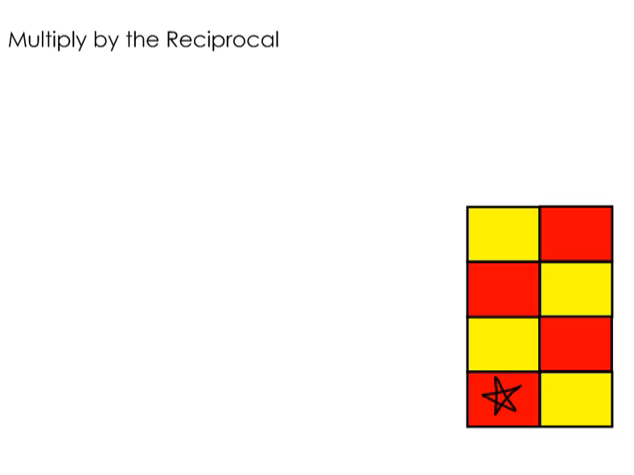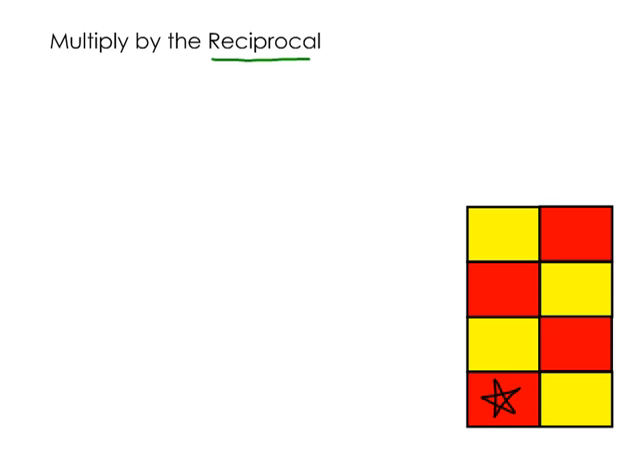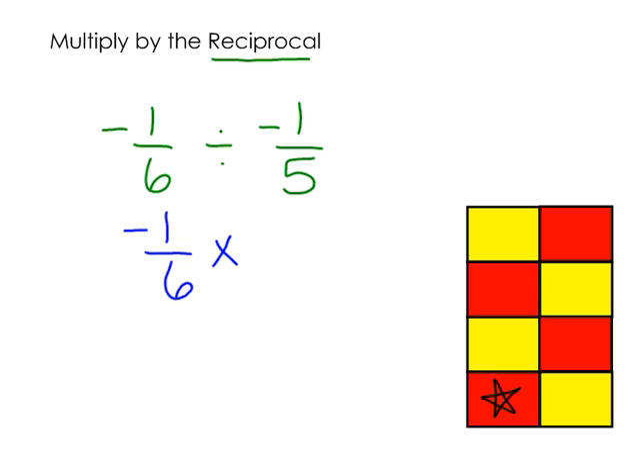Okay, next is dividing fractions. So we are in the 7th box. And when you divide fractions, you're going to change it into a multiplication problem by multiplying by the reciprocal. The word reciprocal just means that you're going to flip your fraction. So if we have -1/6 divided by -1/5, we're going to rewrite it as a multiplication problem by keeping the first fraction the same, changing division into multiplication, and then for reciprocal, we are flipping the second fraction. So instead of negative 1/5, it would be negative 5 over 1.